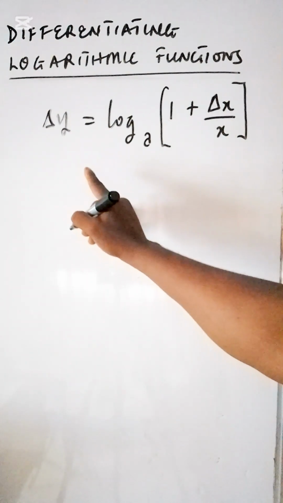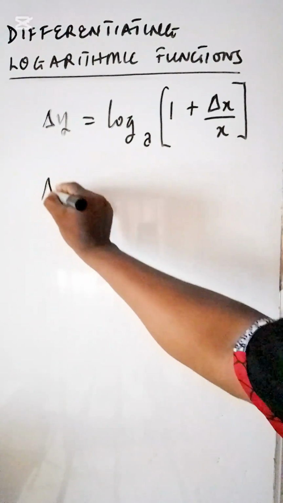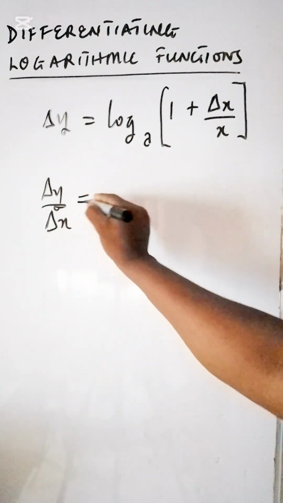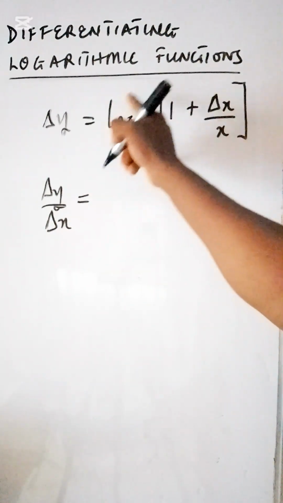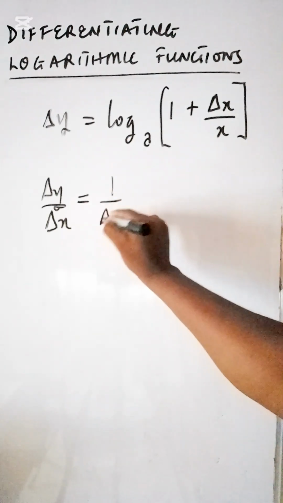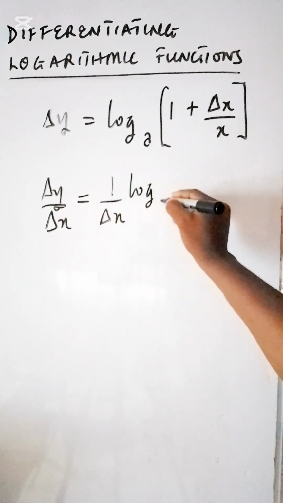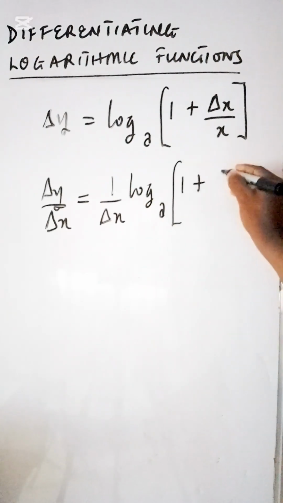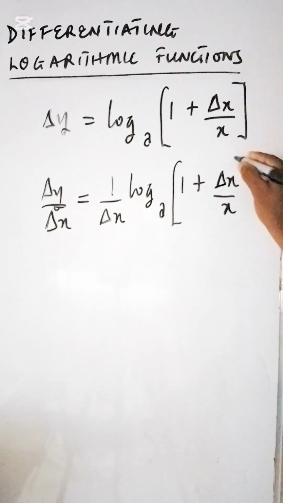Noting that we have now obtained the expression for change in y, the next thing we are going to do will be to obtain change in y all over change in x, which is the gradient function. To do that, we would have to multiply this expression on the right hand side by 1 over change in x. So we end up having 1 over change in x times log to base a of 1 plus change in x all over x.